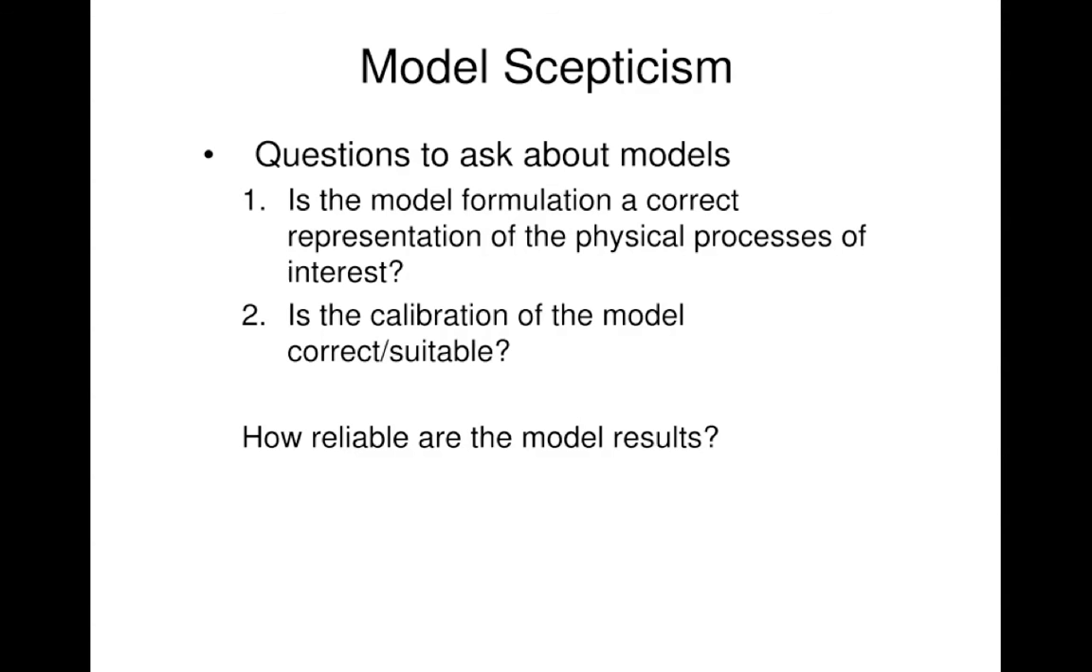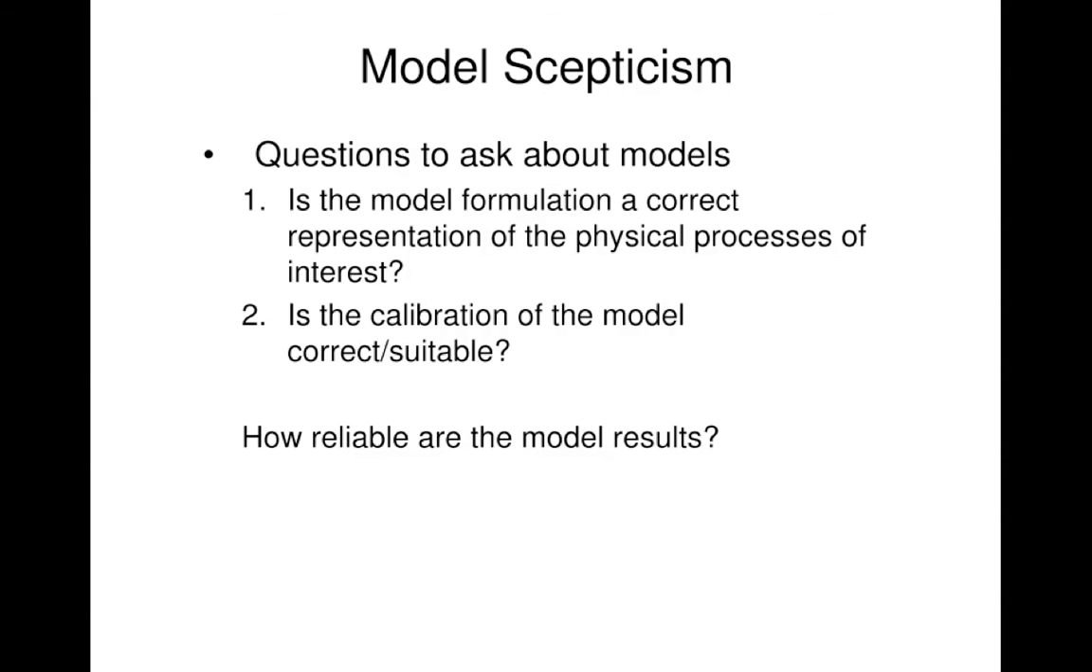So you have to look at whether the model formulation is correct and whether it actually represents the physical processes that are of interest to you. You also have to look at the calibration of the model. For example, some physical models might use parameters that represent the erodibility of soil, and you've got to look at whether that erodibility is suitable for your soil. You may have to change the parameters to be more representative of what's going on in the system that you want to make predictions in.